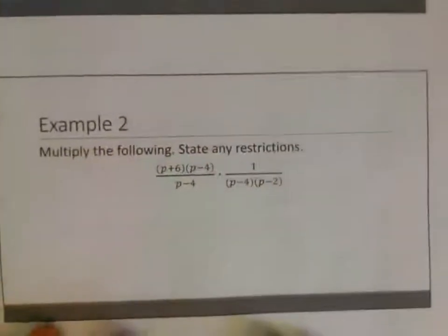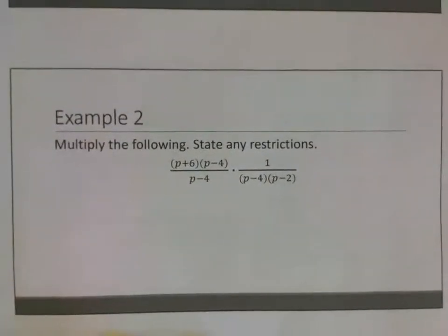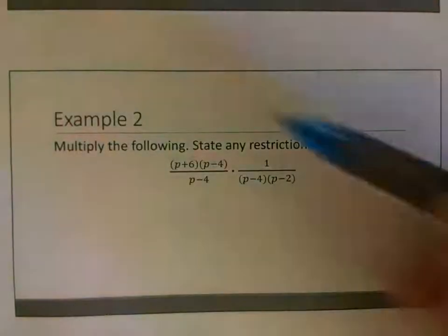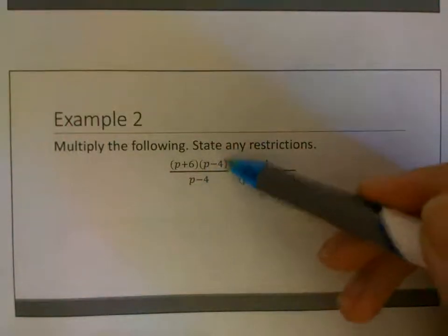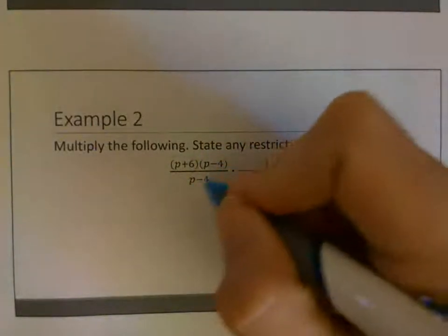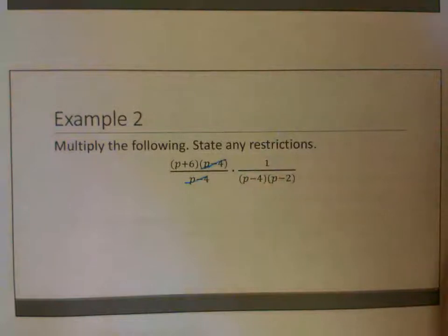Now, these are more like the types of problems that we're going to be dealing with. You're in luck right now because this is already in factored form. But to cancel anything out, just like we talked about yesterday, it has to be the entire expression. So I can't just cancel out the p's or just the 4's. It has to be the whole thing. So if I'm looking top to bottom, I see that I've got a p minus 4 here and a p minus 4 here, and those cancel out.